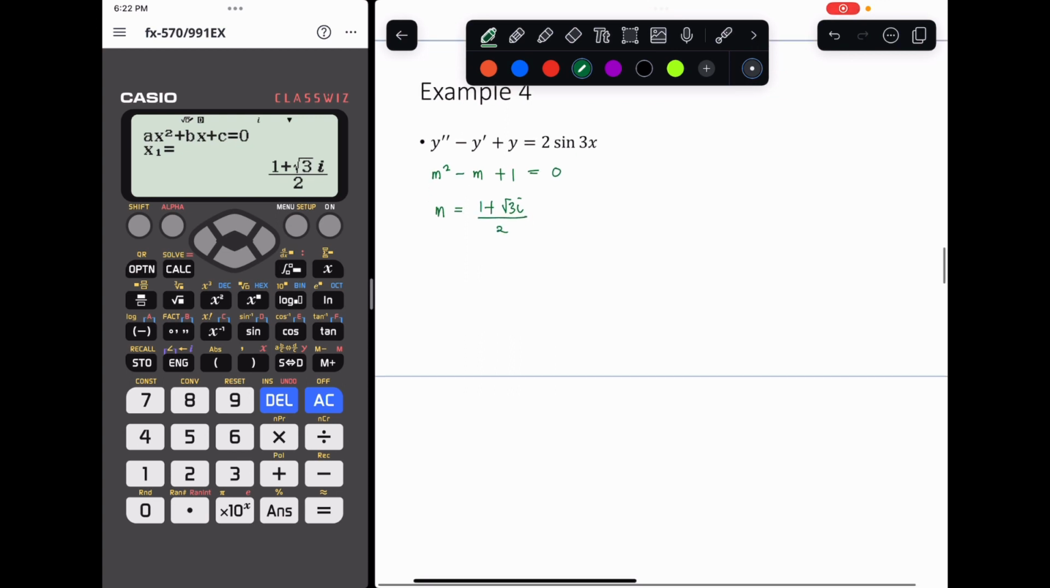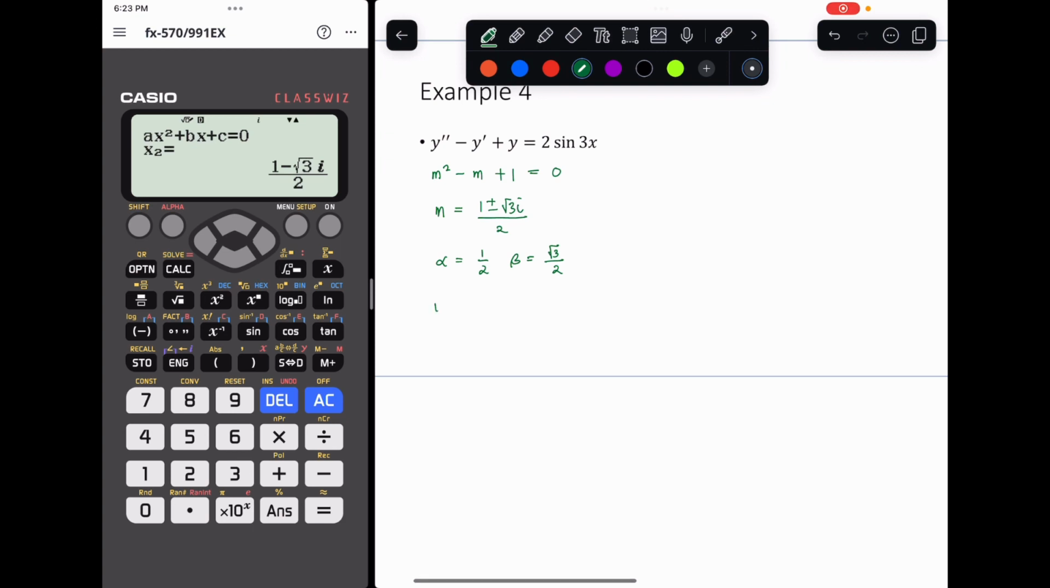So in here, we can see that our alpha, which is the real part, is 1/2. And then our beta, by the way, this is plus and minus as well, so I'll have plus and minus there. Therefore, our beta will be square root of 3 all over 2. Alpha is the real part, and beta is the coefficient of the imaginary part.